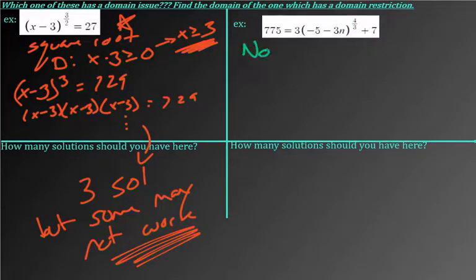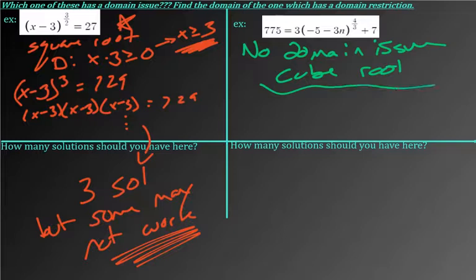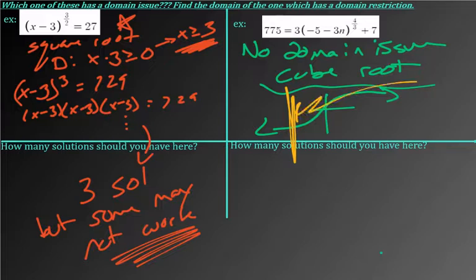This one is much nicer. Here, there is no domain issue because it's a cube root, right? And so we know that cube roots are well defined. A cube root looks something like that. There are no domain restrictions. You're not cutting it off somewhere so that it's only defined from there over. Perfectly good function defined everywhere. And so that one you wouldn't have to worry about the domain. That part you should always know just by looking at the equation right off the bat.